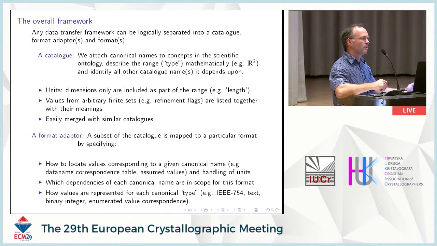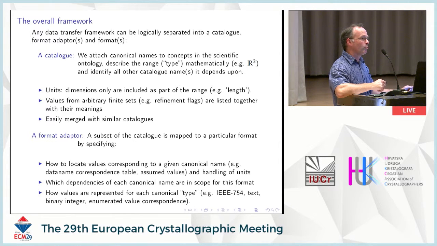So we have a catalog, and that catalog is intended to apply to any format. And then we have what I've called a format adapter, which explains how the items in that catalog are actually mapped into a particular data format. So you have to obviously describe how to locate the values, how the actual types in your ontology are turned into types in your format. I didn't mention that before, but in your ontology, you're going to be talking about real numbers, complex numbers, integers. But when you go to your data format, you're obviously going to be realizing that in some way on the computer. You may be using a text string, you may be using 64-bit floating point or something like that. So that's the sort of thing that you would put in the format adapter.